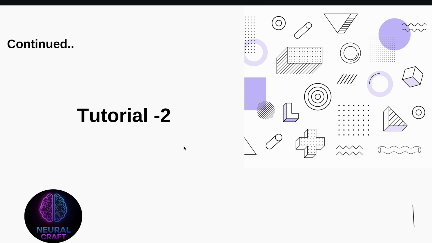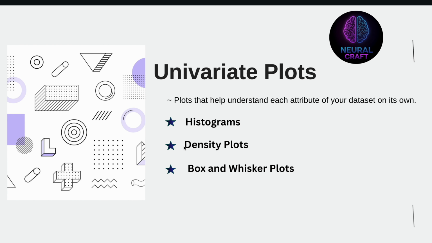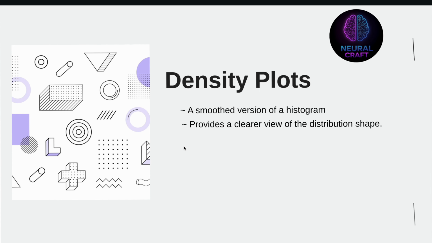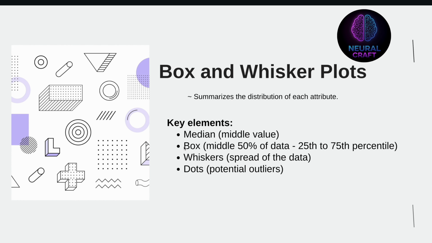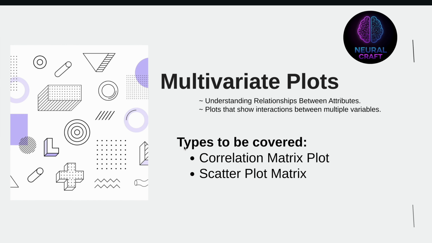So in tutorial 2 we covered data visualization, and specifically univariate plots. There are basically three major types: histogram, density plots and box and whisker plots. We have studied all of these in detail and implemented them in our previous tutorial. Today we are going to do the implementation and understanding of multivariate plots.